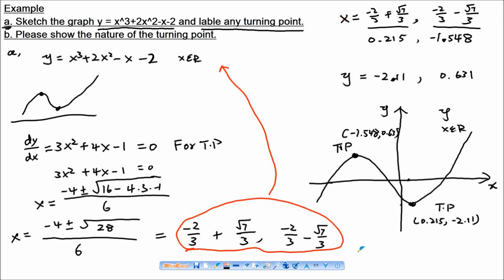Let's find the y-intercept first. Make x equal to 0 for the y-intercept. When x equals 0, y will be minus 2. This point is minus 2. And we need to do long division to find the x-intercepts. Let me do it now.